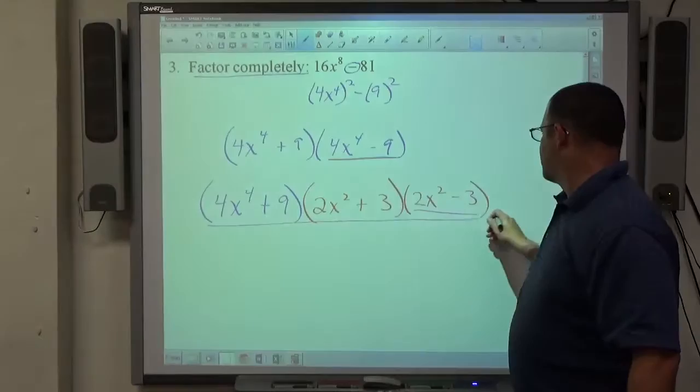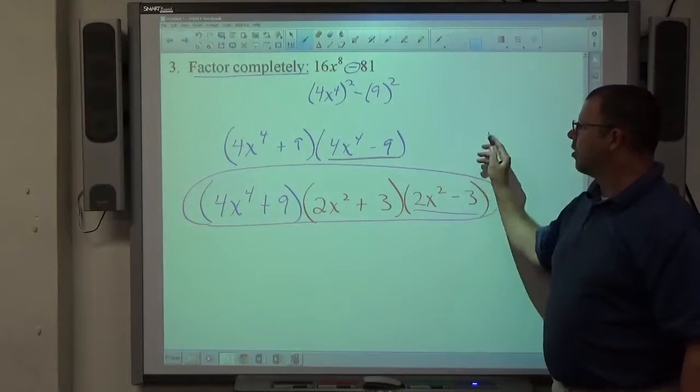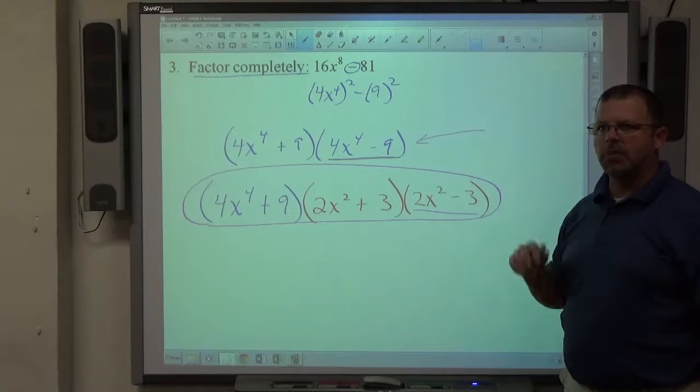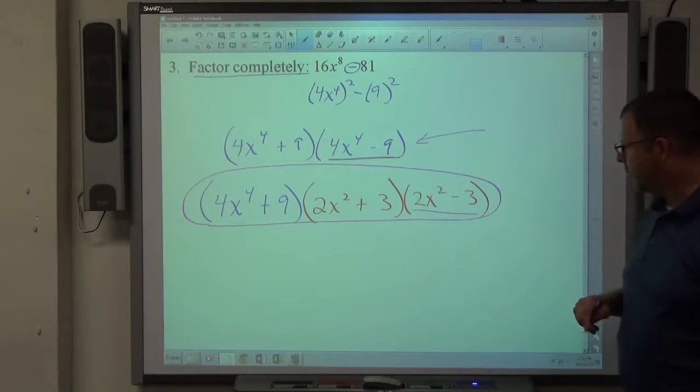So the best complete answer would be this right here. If you get on the quiz and stop here, you'll lose probably 3 or 4 points out of 10. You have to go all the way to the end in order to get full credit.